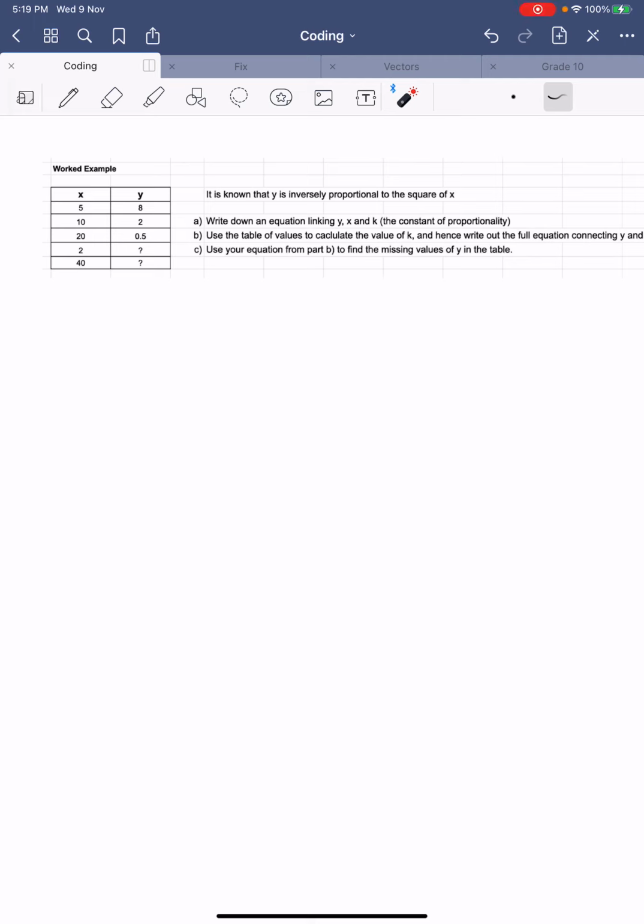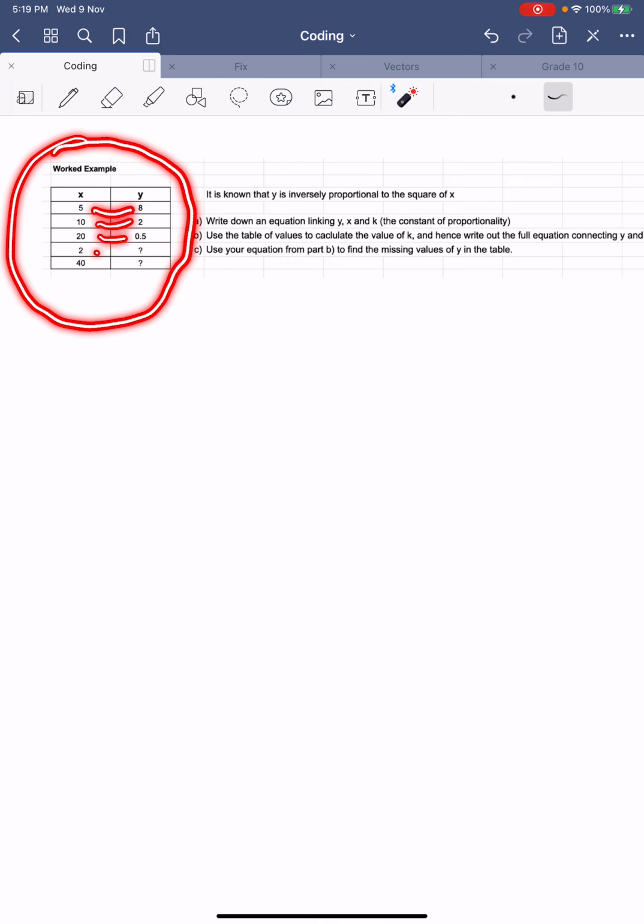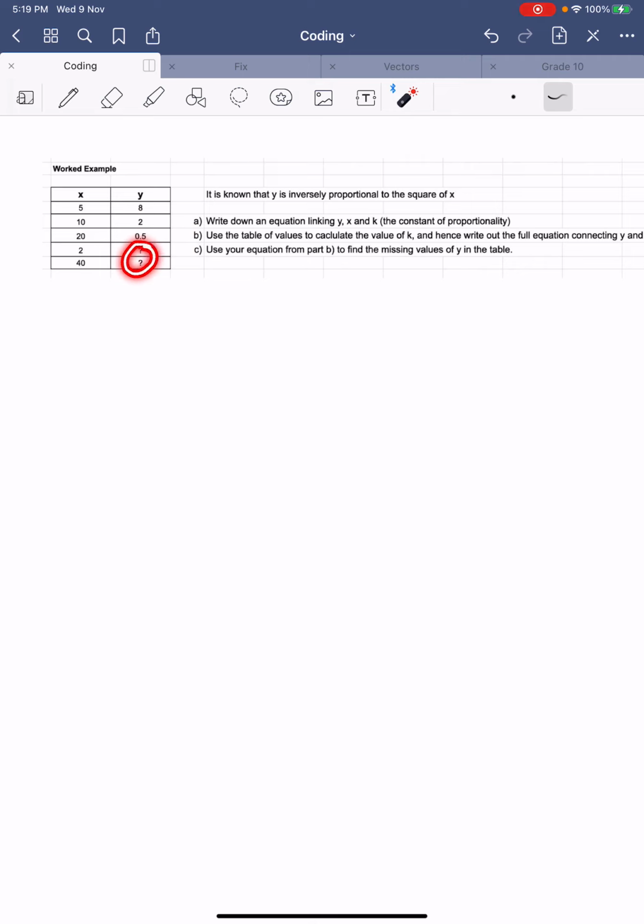Okay, another video on inverse proportions. And first of all, let's just summarize. We have a table of values here. We're going to try and find the connection between the x and y values. Then we're going to use that equation to find the missing y values. We're given a big clue here.